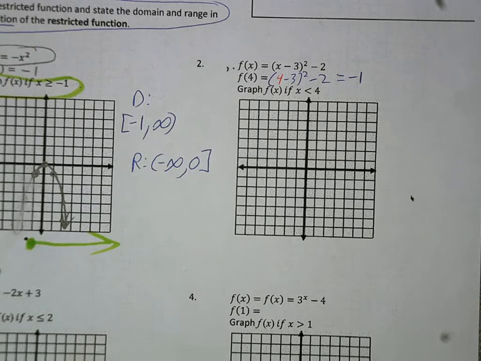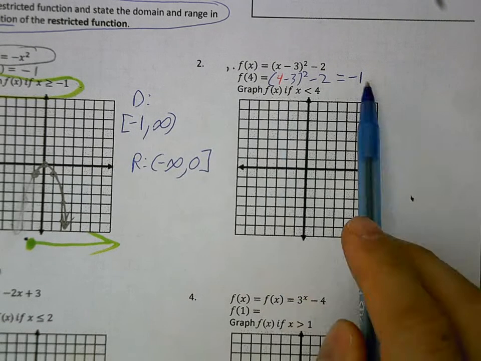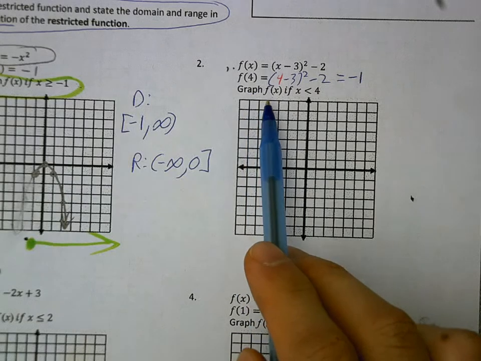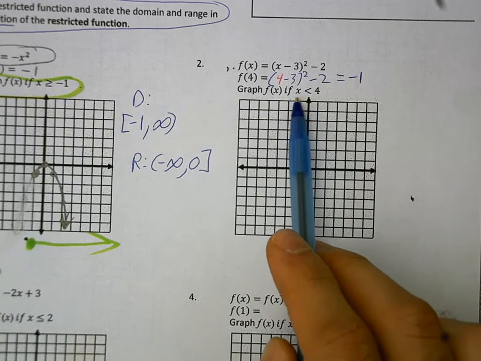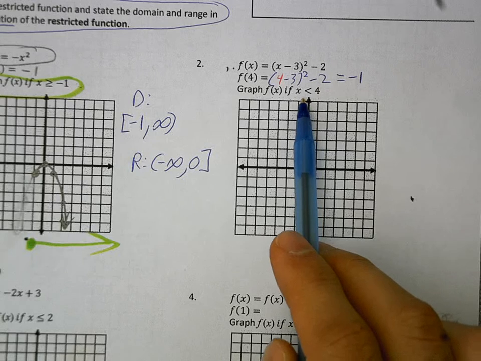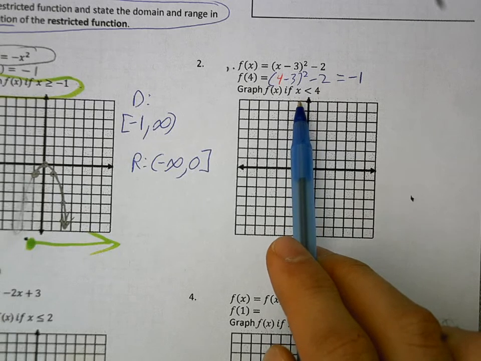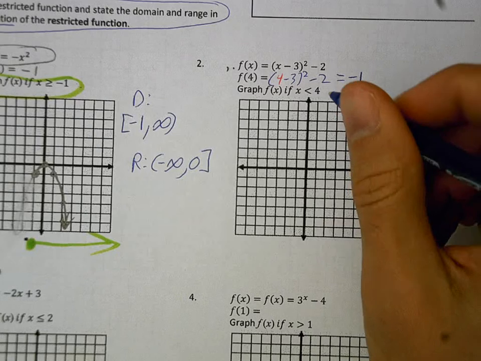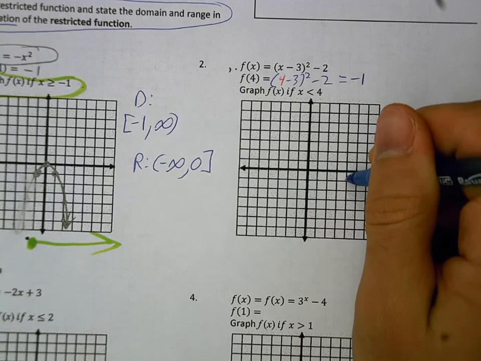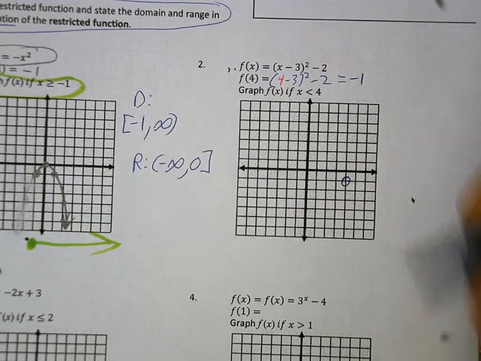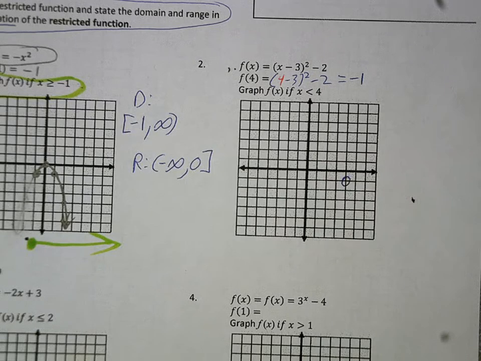So now I have my important point, 4, -1. And down here we find out why it's important. It's saying that I only want x values less than 4. Notice how there's no or equal to here. So on 4, -1, I'm going to put an open circle right there. Open circle at 4, -1. And then I want all the points to the left of it, right? It's saying x is less than. So I want 3 and 2 and 1 and 0.